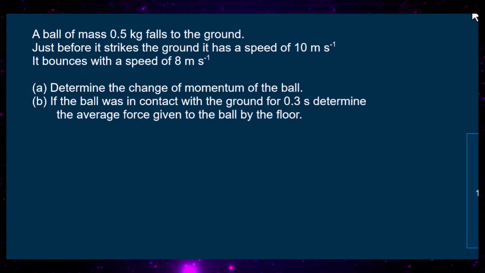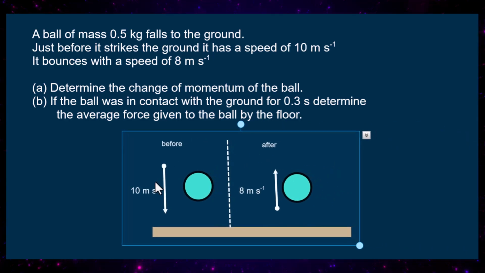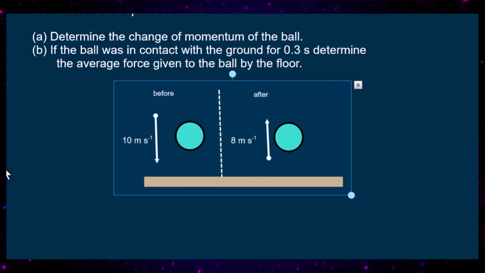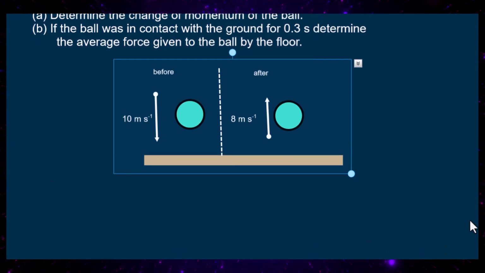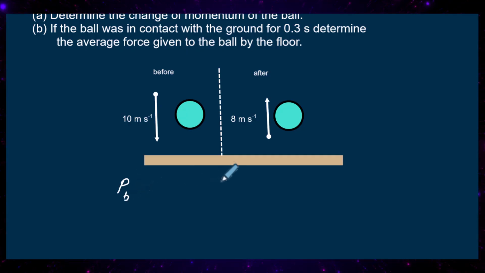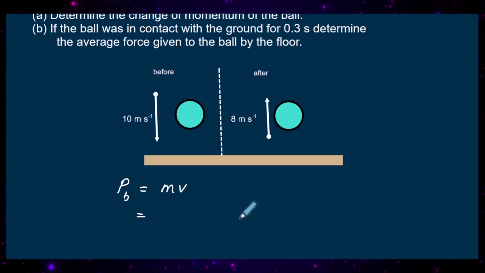Now, I strongly advise you to draw a picture of what happens. And here's the picture here like that. So the first thing we have to do is work out the momentum before and the momentum afterwards. The momentum before, which we'll give a symbol P_B, is simply equal to the mass times the velocity. But you have to be very careful because momentum is a vector, so the 10 meters per second down the way must be minus 10.